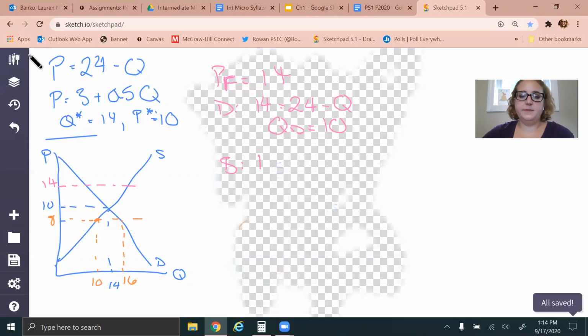The same thing for supply, 14 equals 3 plus 0.5 Q. Subtract 3, we have 11. And then dividing by 0.5, remember that's technically multiplying by 2. And so our new quantity supplied is 22. So they're willing to sell 22 units, but we only demand 10.